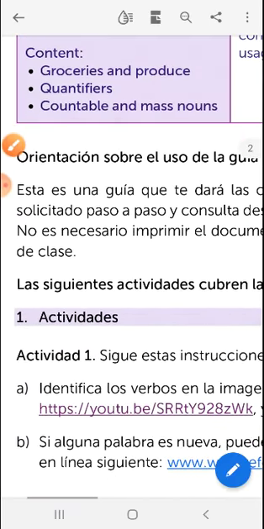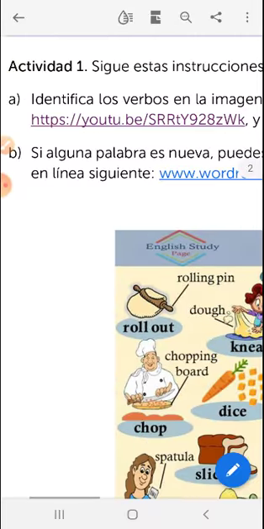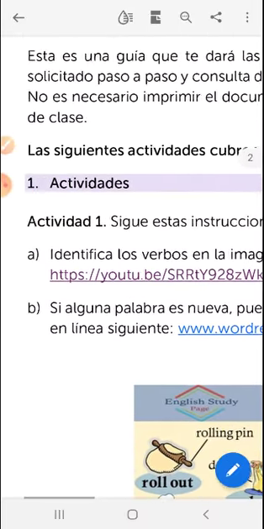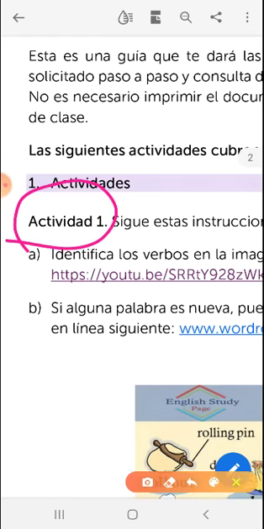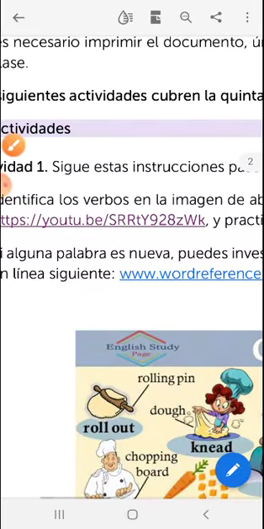So let's try to pay attention to the instructions so that you can know what you can do, okay? Tratemos de seguir las instrucciones paso a paso, para que sepa qué vamos a hacer, what we are going to do, okay? First, we're going to see activity number 1, okay? Siga estas instrucciones paso a paso. Identifica los verbos. Attention to this.